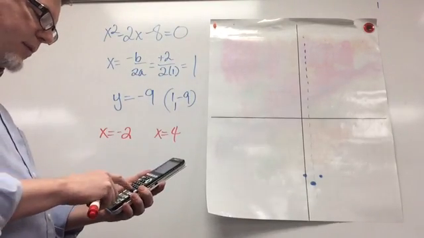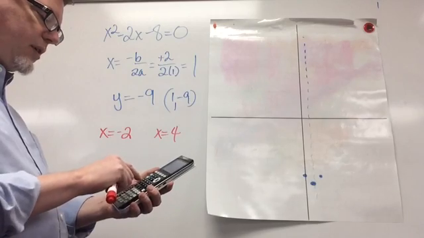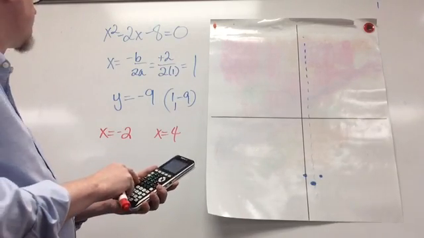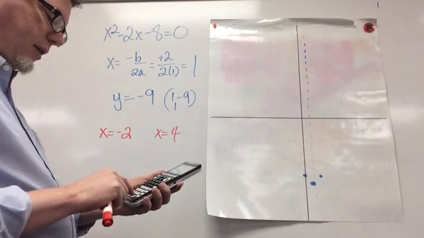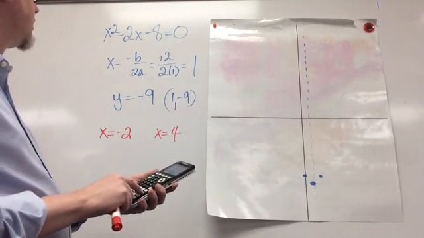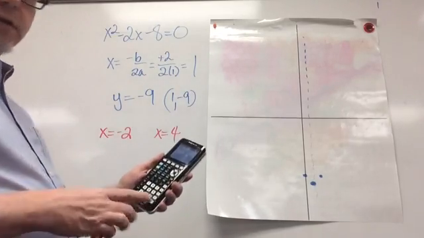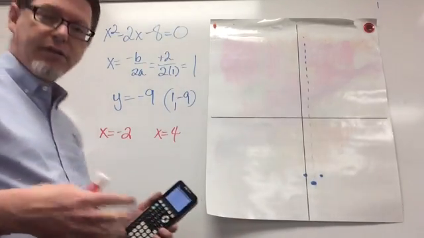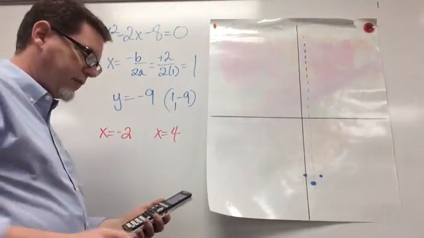And so I'm going to type in (-2) squared, minus 2 times -2, and then minus 8, and I got 0. And so the y value has to equal 0 for it to be an x-intercept, so that one works. So let's do the same thing for 4.